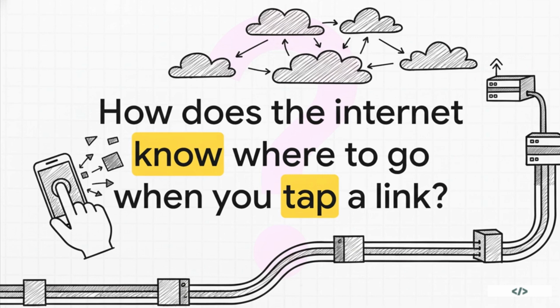But it's not. And spoiler alert, it's not a bunch of satellites zapping things down from the sky. It's this amazing, invisible system that works at speeds that are just hard to even wrap your head around. And that's exactly what we're going to unpack right now.